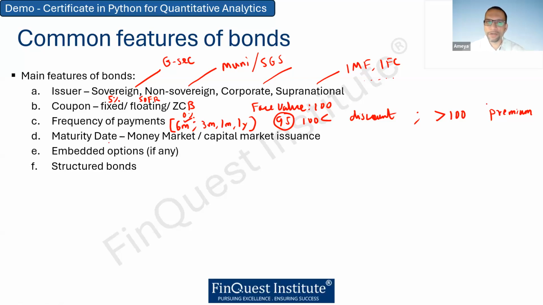Also, based on the maturity date, you have a broad classification. So that way, if your bond maturity is less than 1 year, you say it's a money market product. If your bond maturity is more than 1 year, we call it a capital market product.